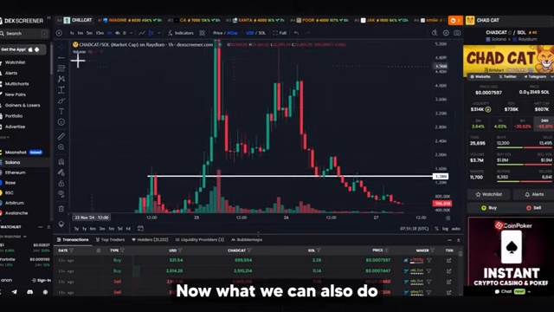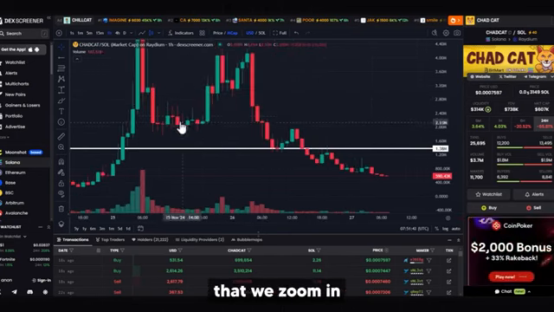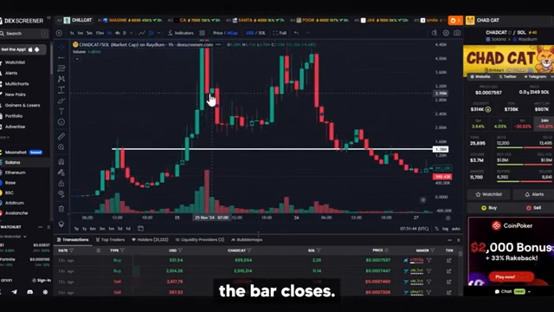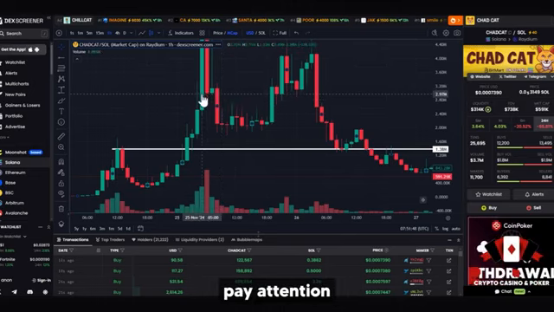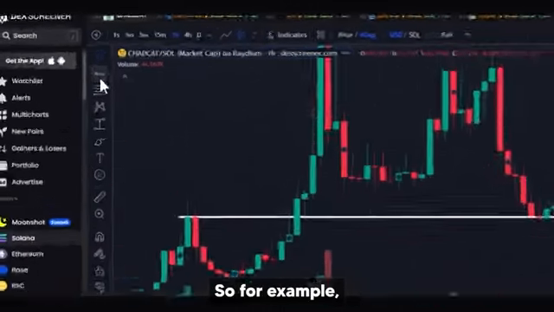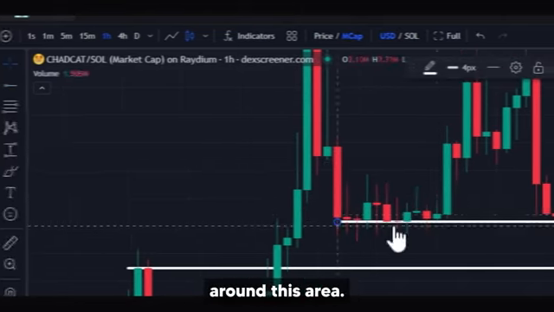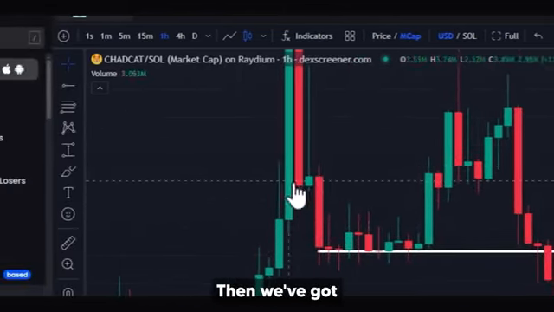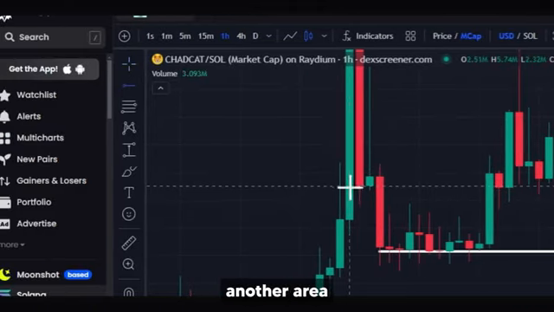Now, when we draw our levels, we want to make sure that we zoom in and look at where the bar closes. We don't want to pay attention to these thin wicks. We want to only pay attention to where the bar closes. So for example, taking this tool again, we can see that all of the bars seem to close and converge around this area. So that's going to be another line. Then we've got another area around here where the bars seem to close, so I'm going to place another line around here.